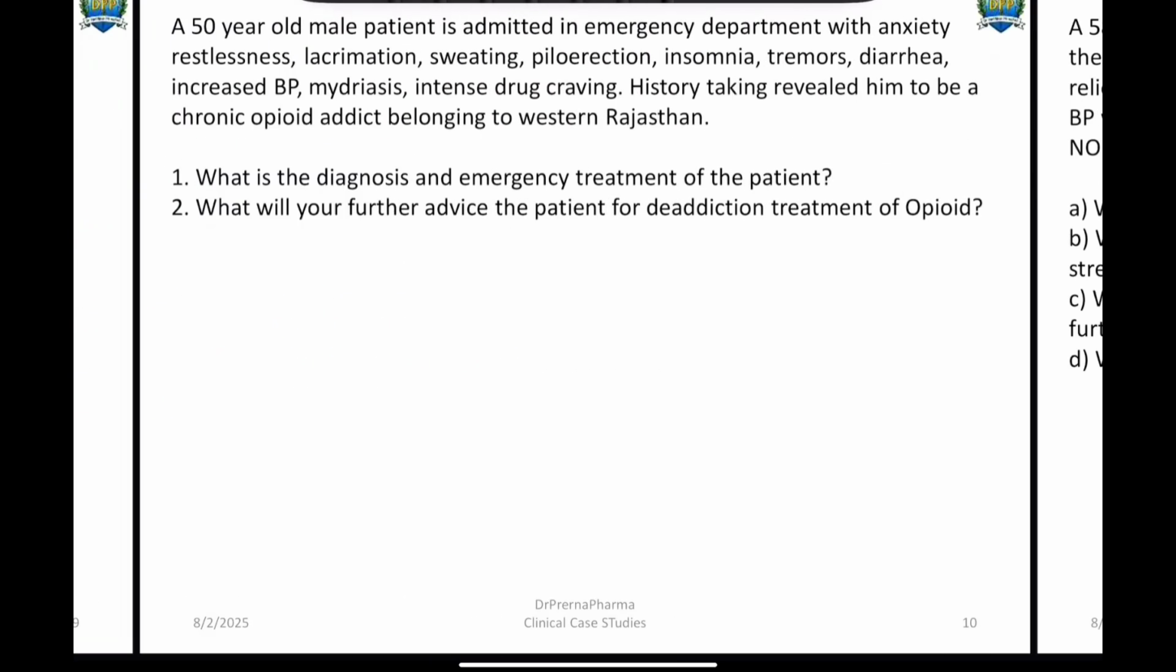Okay. Next question, a 50-year-old male patient is admitted in emergency department with anxiety, restlessness, lacrimation, sweating, piloerection, insomnia, tremors, diarrhea, increased BP, mydriasis, intense drug craving. History taking revealed him to be a chronic opioid addict belonging to Western Rajasthan. What is the diagnosis and emergency treatment of this patient?